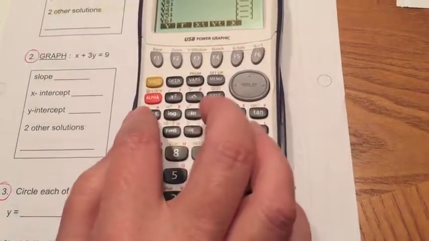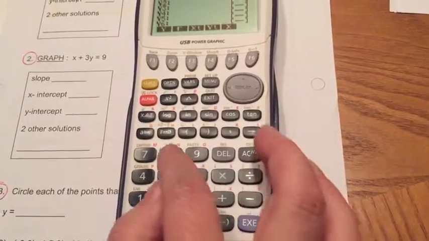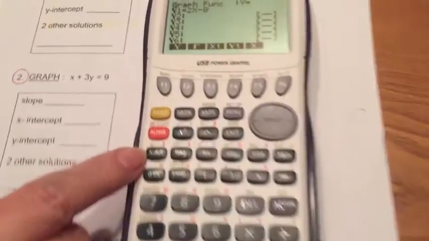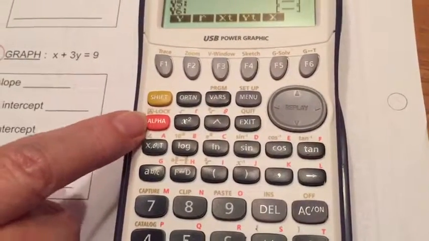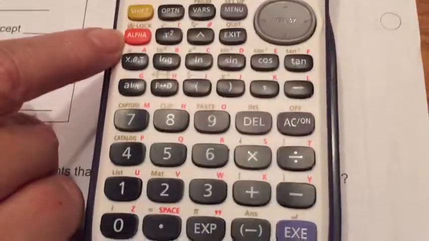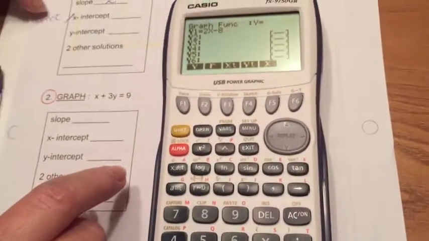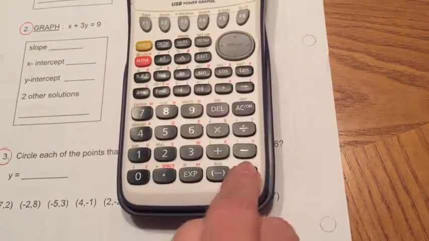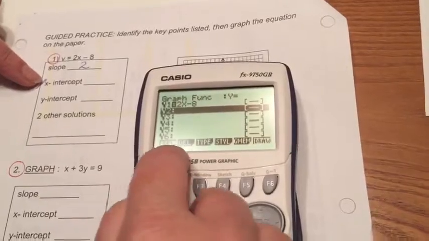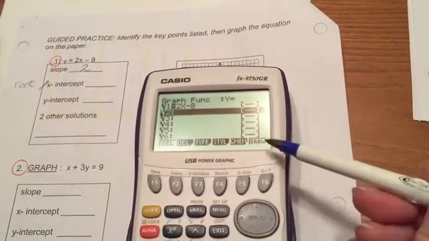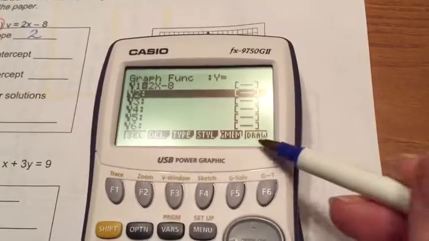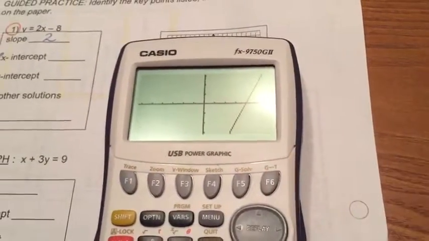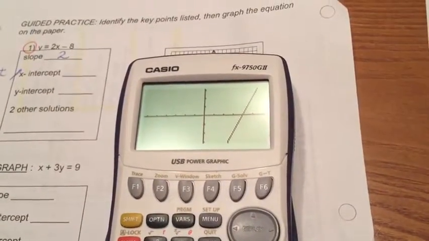2x minus 8. Notice I didn't use this button. It's the times button, but for the x, we need to use the button over here underneath the orange. That's orange, not purple. So I've got my equation in, and now I'm going to push execute. At this point, the screen has changed, and now I have an option right here that says draw. I want to draw the graph, so we push F6. It's right underneath. And there's my line. It shows up.